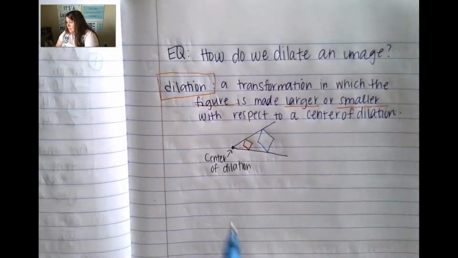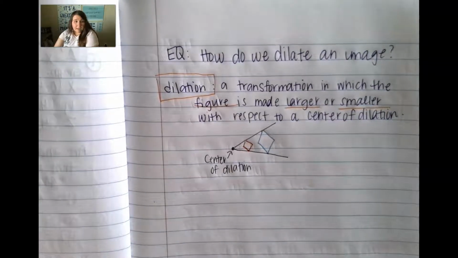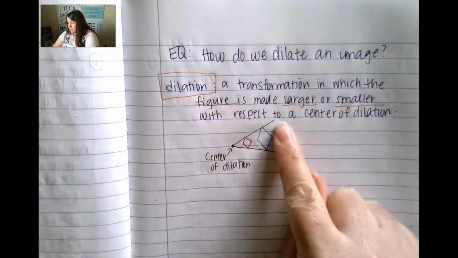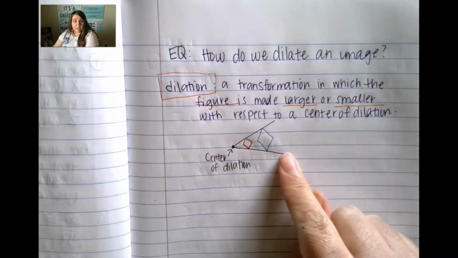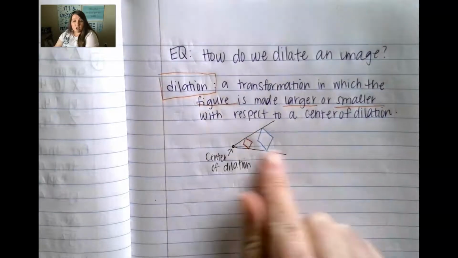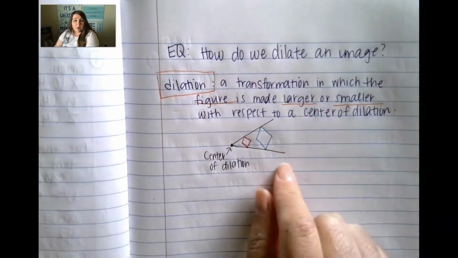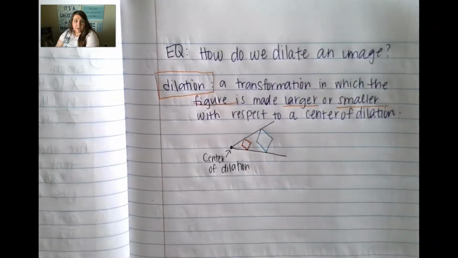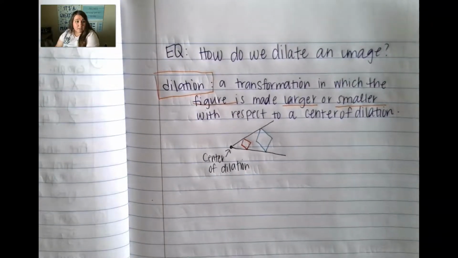Okay. In dilation, as it dilates, it gets bigger, right? So this center of dilation is causing this to get larger, but you would also have one that would cause it to get smaller. And today we're just going to be talking about dilations that are enlargements. All right.